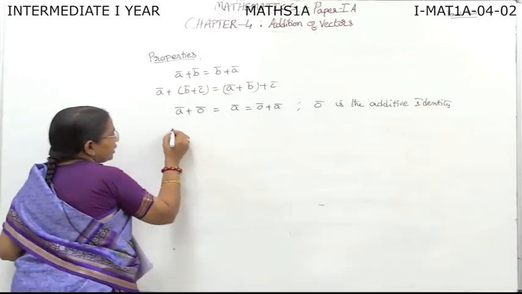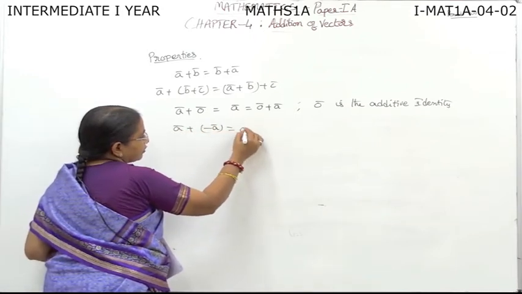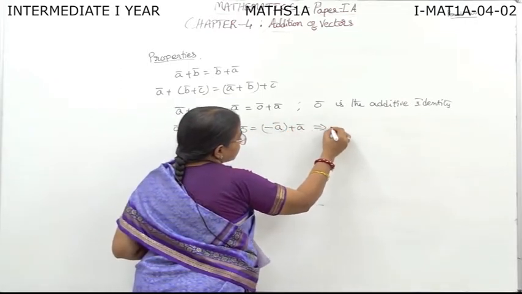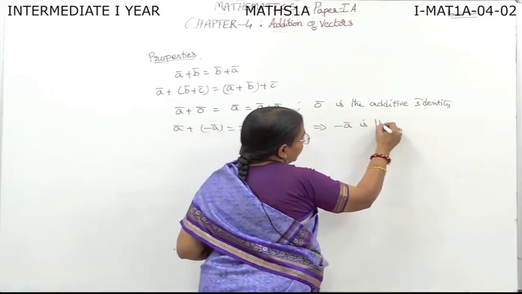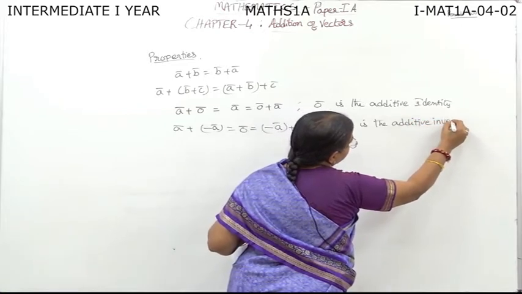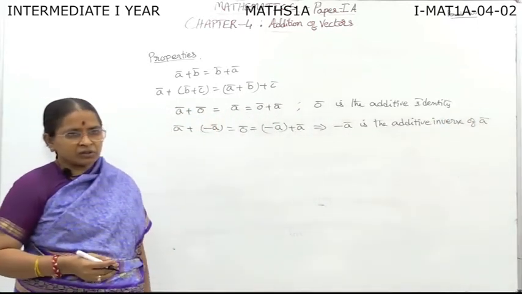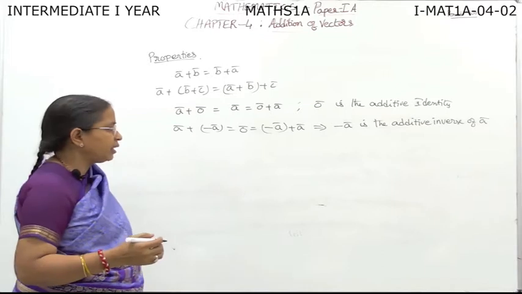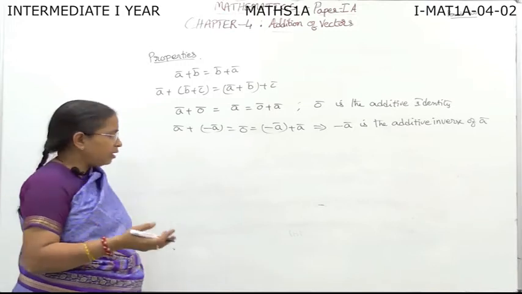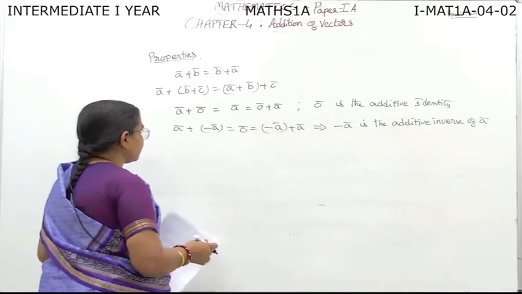Now, for any vector A, if you add minus A, you will get the zero vector. So minus A plus A is zero, which means minus A is the additive inverse of the vector A. You have similar things in real numbers also. In real numbers, the additive inverse of 2 is minus 2. In the same way, in vectors also, the additive inverse of A is minus A.